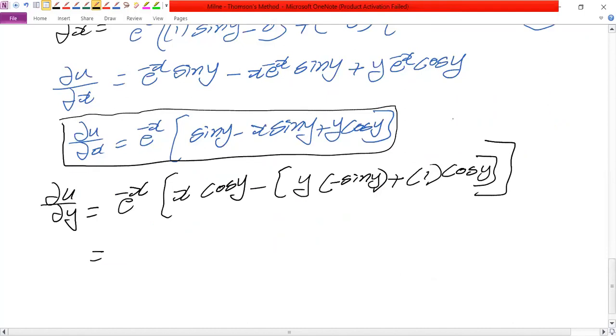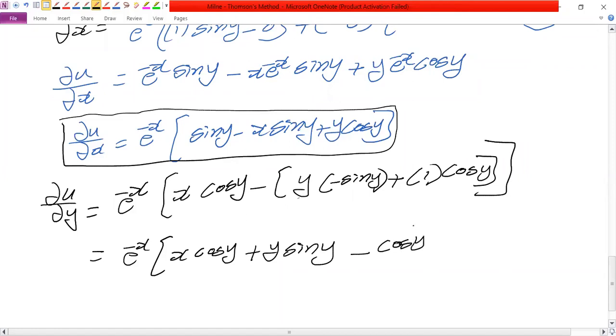Now rewriting this and removing all the brackets, what are we going to get? I'm putting e power minus x as it is: e power minus x into cos y minus y into sin y. The first term is minus y into sin y; multiplying with minus 1, we get plus y into sin y. Then minus 1 into cos y gives minus cos y. So this is our dou u by dou y. Now putting this one also in the box.